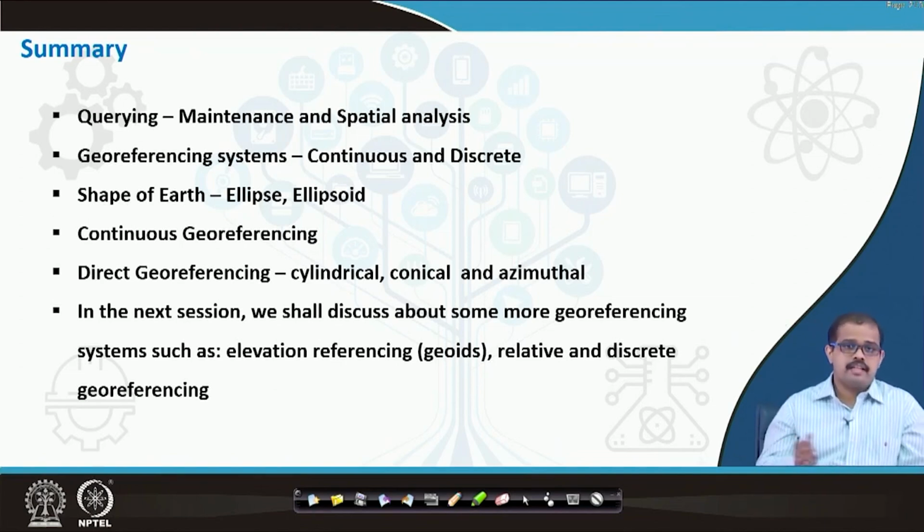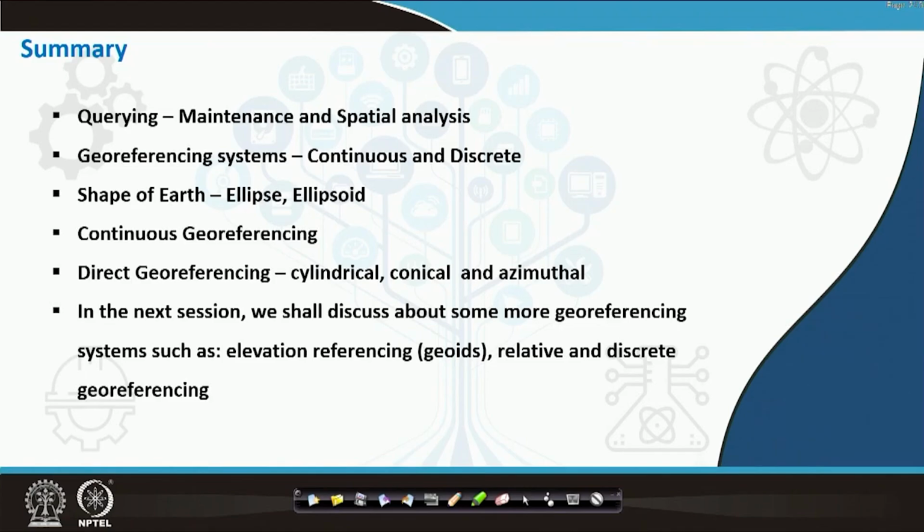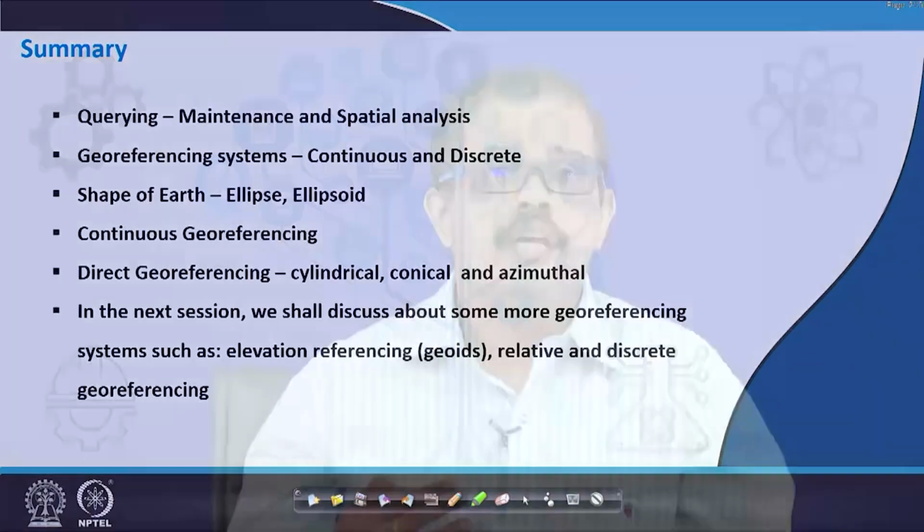In the next class, we would discuss more about the georeferencing system. For example, what do you mean by elevation referencing, which I spoke of as a disadvantage in my previous slide. Then the relative referencing and the discrete georeferencing. So when you compare all of these, you would be able to understand what kind of referencing system you should look at and why the elevation referencing system is extremely important.